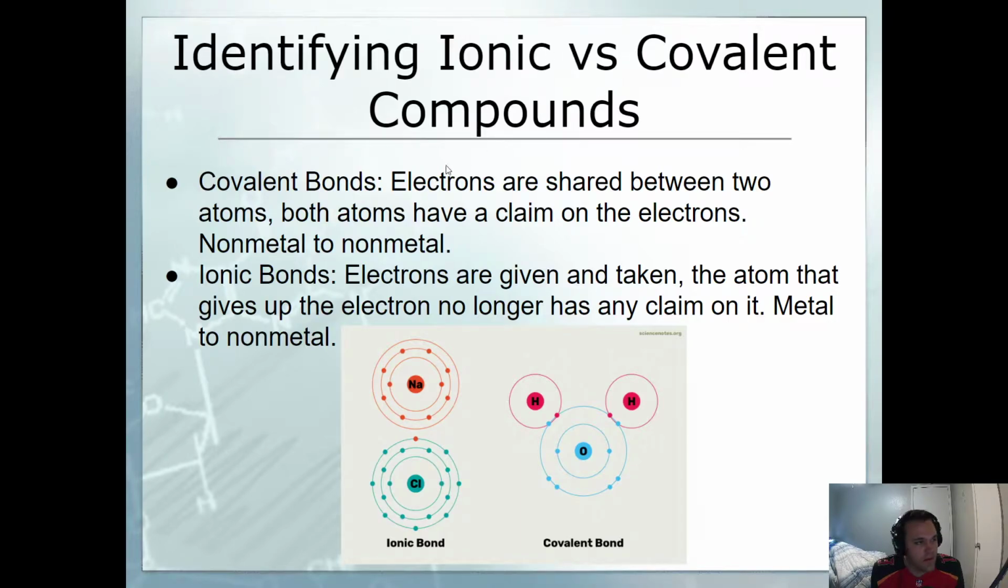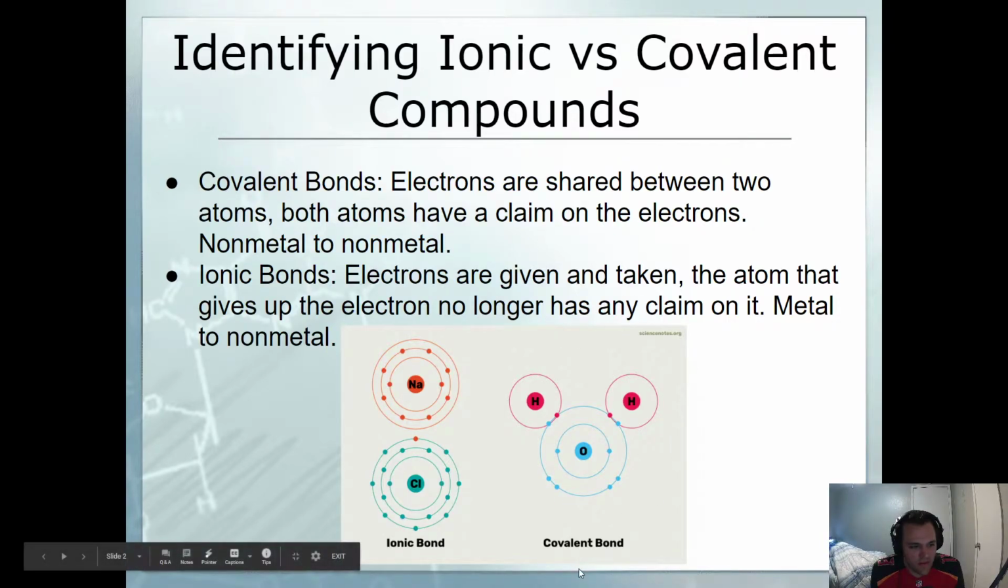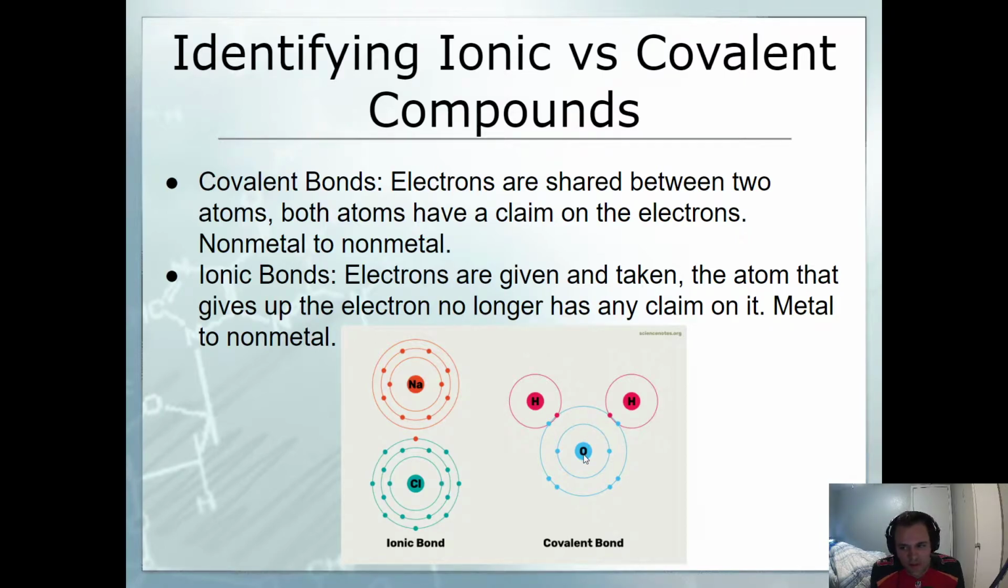All right, so just real quick, to give you guys a refresher, the difference between ionic and covalent compounds. In covalent bonds, the electrons are shared between the two atoms. So if you see here in this covalent bond, these electrons are being shared. They're in the orbitals of both of these atoms. Same thing over here. The hydrogen and the oxygen are both claiming these electrons. And covalent bonds are typically from a nonmetal to another nonmetal. So you can see oxygen and hydrogen, they're both nonmetals. So that's how you can kind of assume that this is a covalent bond.